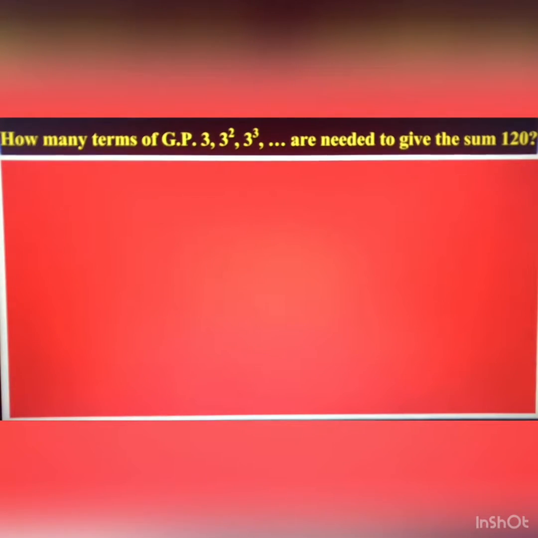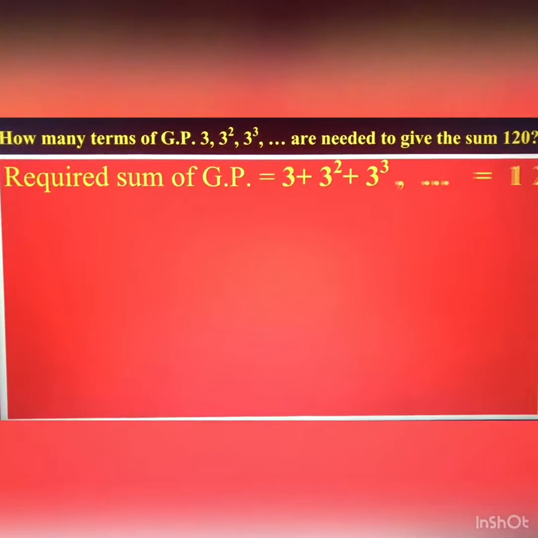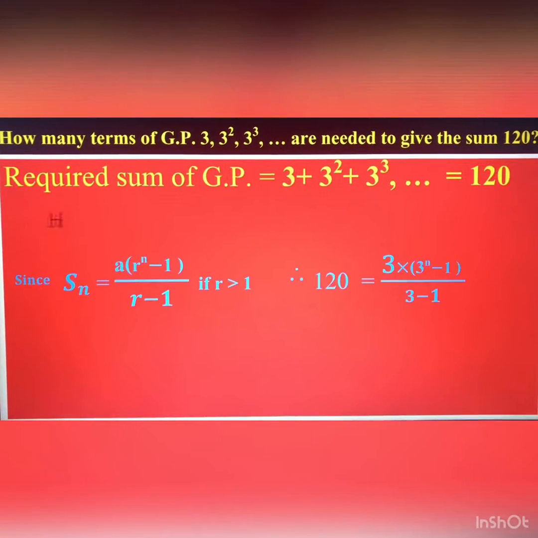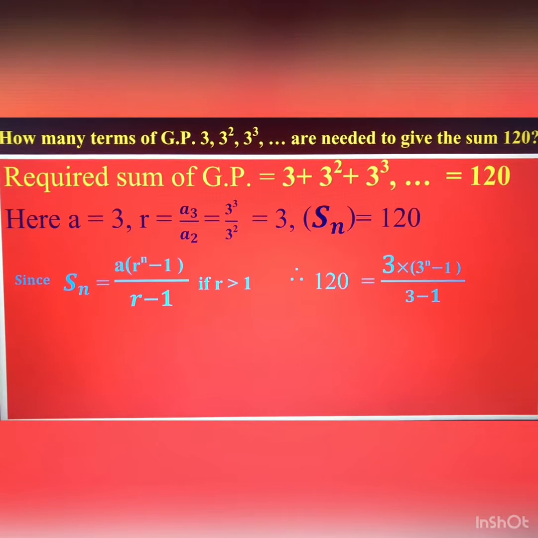120. So this is the application of the sum of a geometrical progression. The required sum of the GP is 3 plus 3 square plus 3 cube equal to 120. The last term is given, which means the sum is given: Sn is 120. The first term is 3. R is A3 divided by A2, that is 3. And Sn is given as 120.